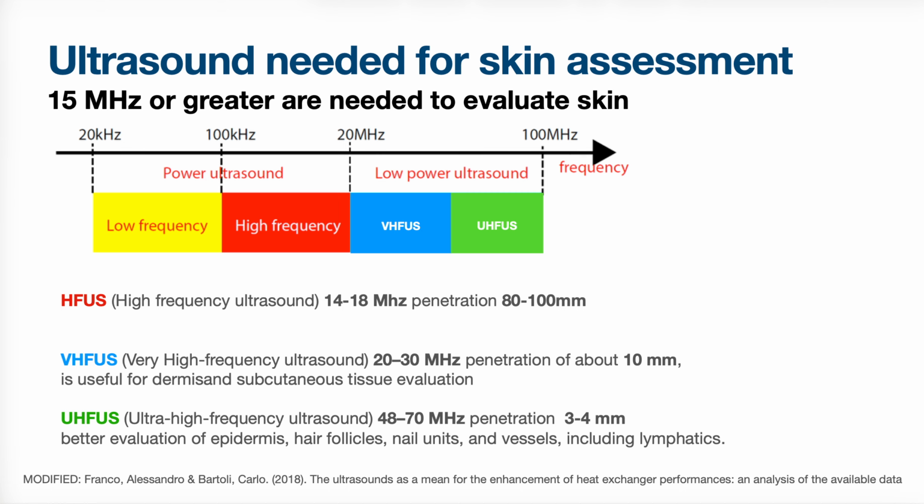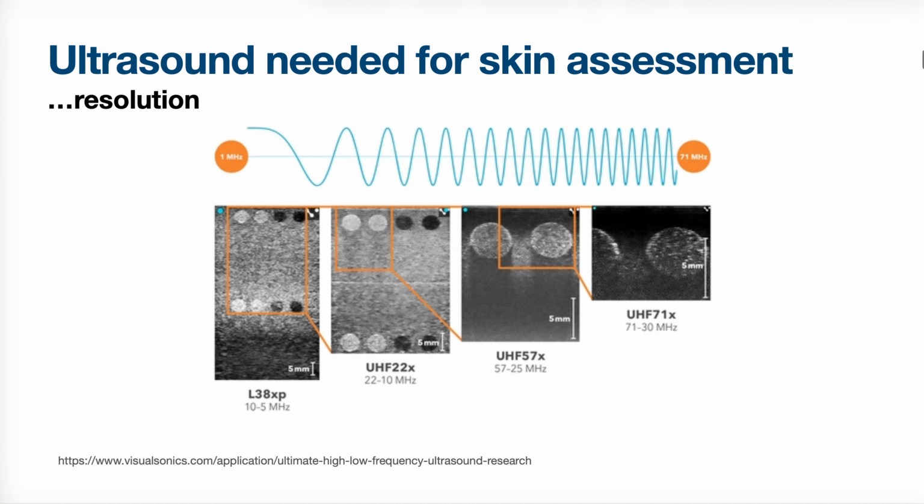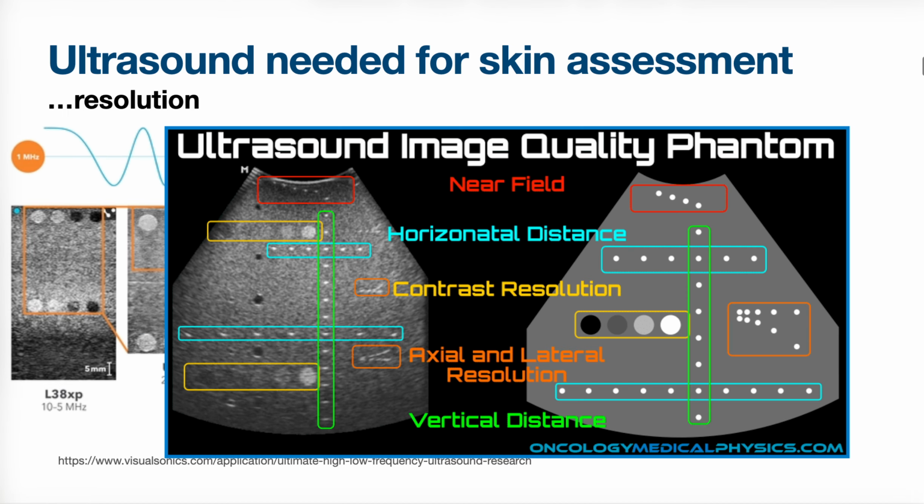Based on frequency, we can distinguish three types of ultrasound: high frequency, very high frequency, and ultra high frequency. Beyond this range, the only available technology is OCT. I would like to show you that the concept of resolution is not that simple. In fact, lateral resolution, axial resolution, and contrast resolution do not necessarily improve together.